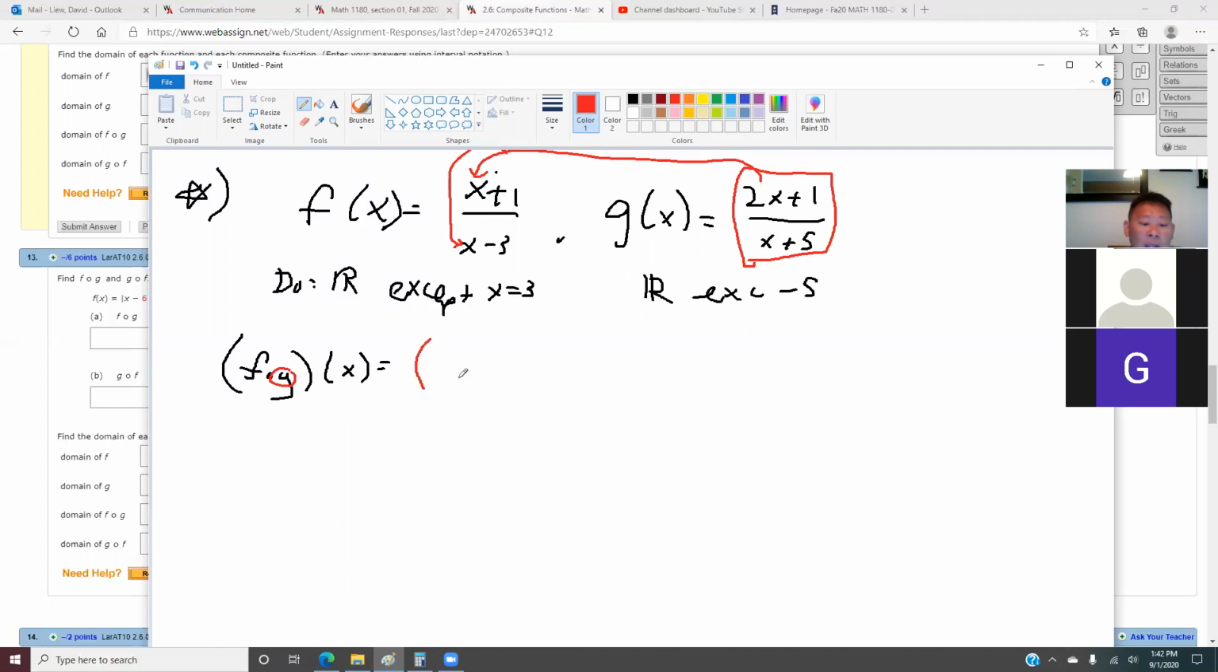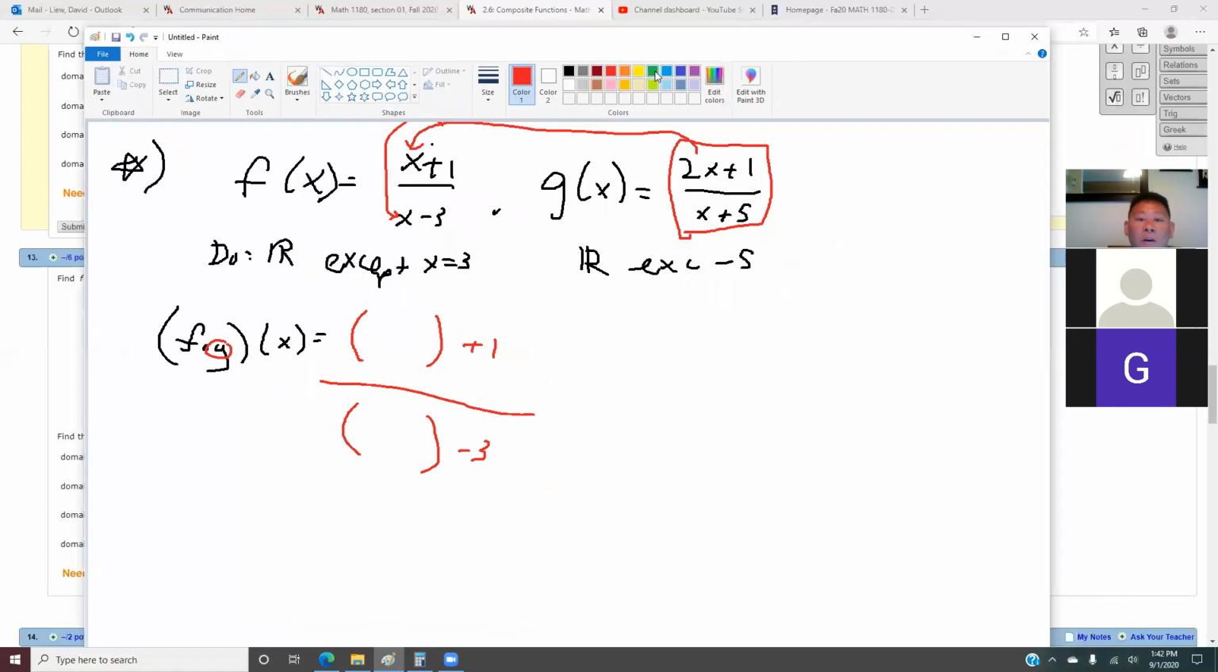So what you do here is all your x that you see here will be changed. So I put a big parenthesis on it. It used to be x plus 1 over x minus 3. So each x that you see here will be changed to become (2x plus 1) over (x plus 5). So all this will change into that. So this is one icky fraction. It's what we call a complex fraction.